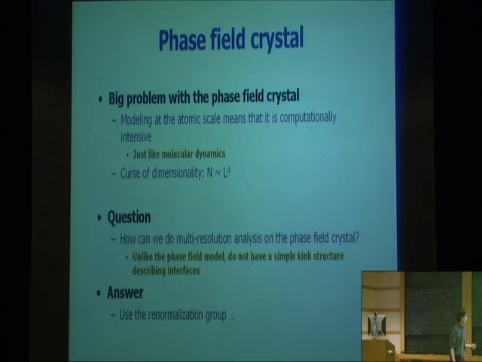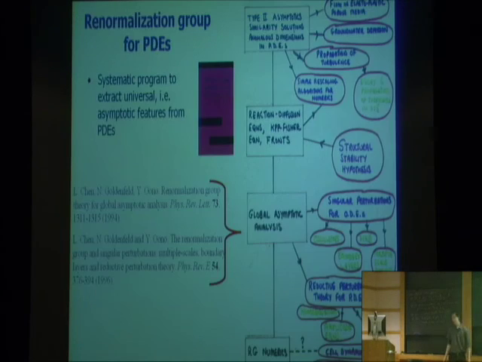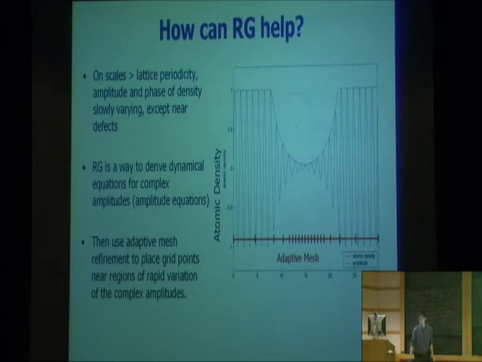So what I want to do now is multi-resolution analysis on this model. But unlike the phase field model, which I showed you before, where you had a constant density in the solid phase, a constant density in the liquid phase, and some rapidly varying transition zone between them, we don't have that here because we always have periodic atomic structure. So that kind of screws things up. So the way we solve that is using this technique called renormalization group, and I want to just explain to you in simple terms what one does.